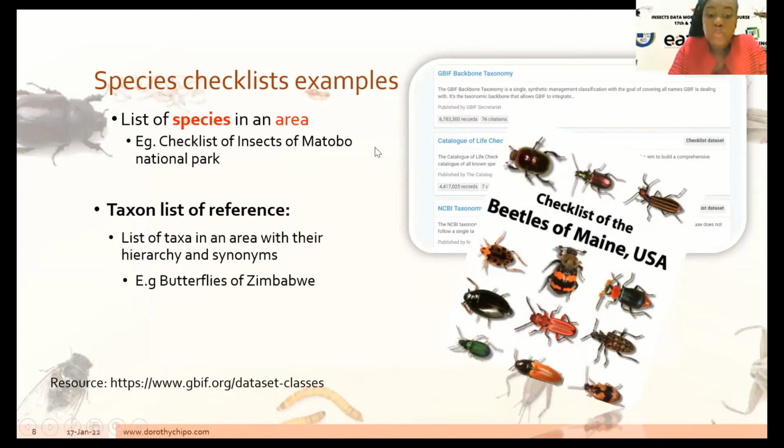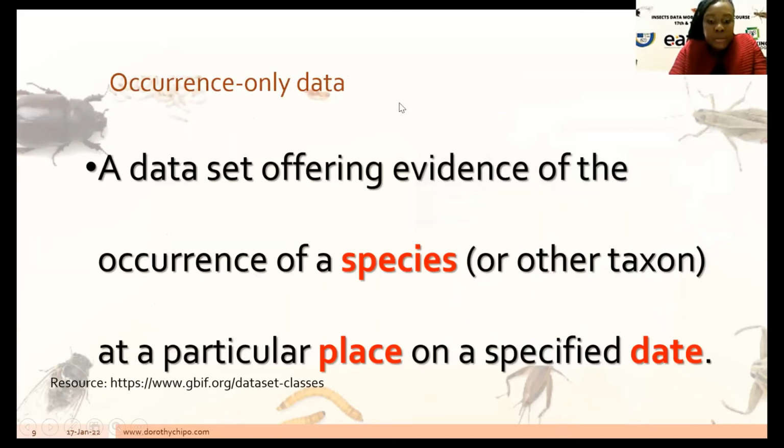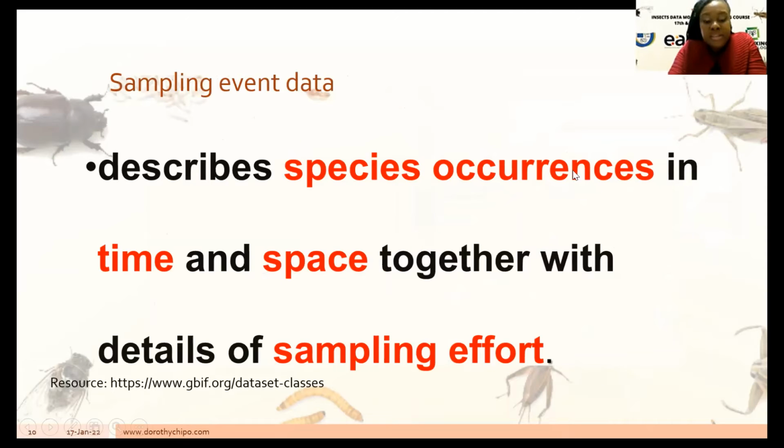You need to know what species are where. Then a taxon list of reference is another example. Butterflies of Zimbabwe can be an example, or edible insects of Zimbabwe. Red lists, we are familiar with that one, where you specify according to a theme. Then occurrence-only data is the second type of dataset, and it has three components: what species it is, where it was found, and what date it was. Sampling event data would then include more information: the species, where it was, the time, the space, as well as the sampling effort.